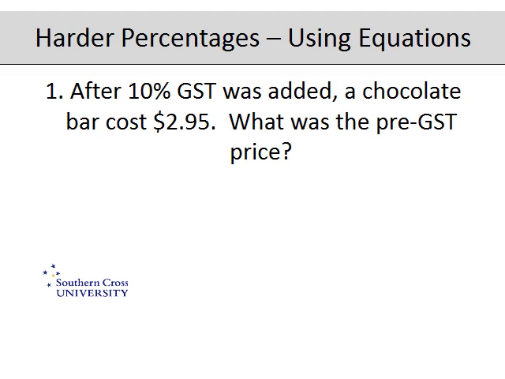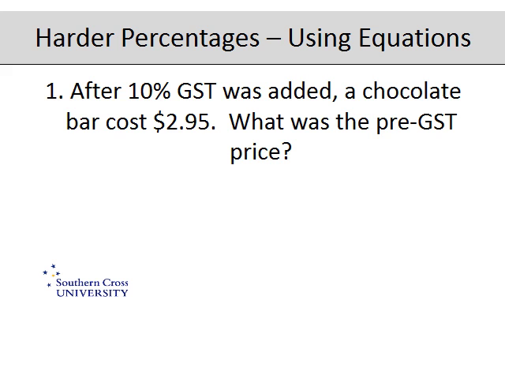This is the fourth video from the percentages module, and this time we're looking at harder percentages where you need to work in reverse, and it's helpful to use equations to do these. So in this particular question, we know that after GST is added, a chocolate bar costs $2.95. What was the pre-GST price?